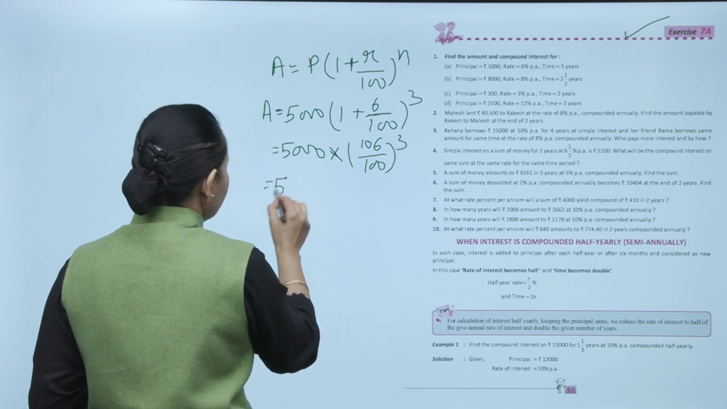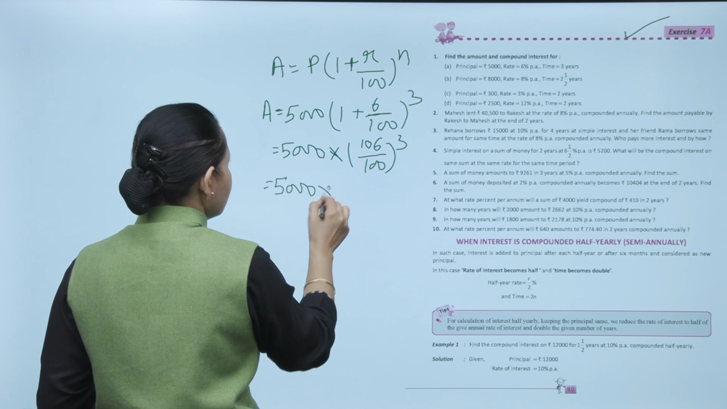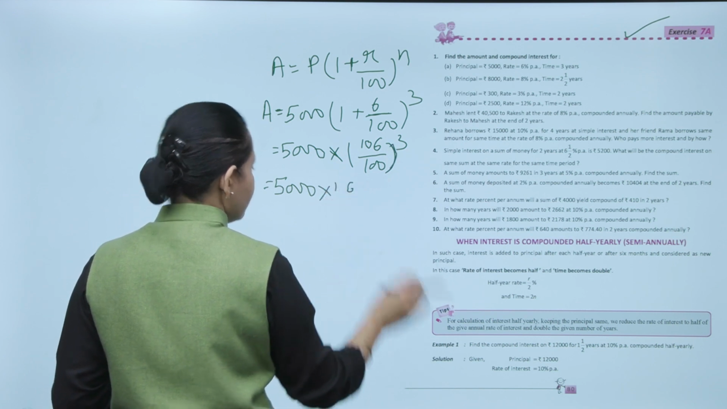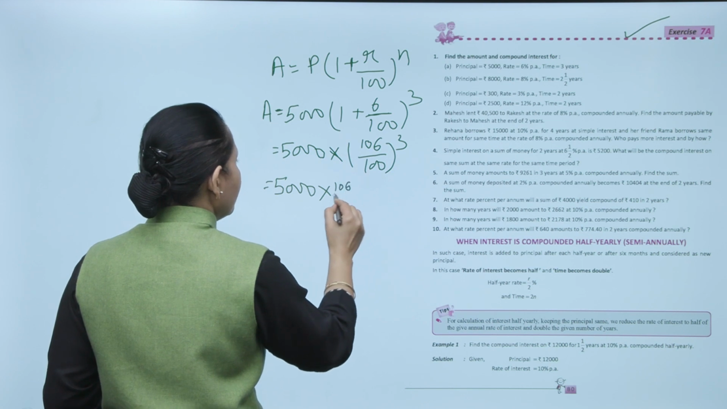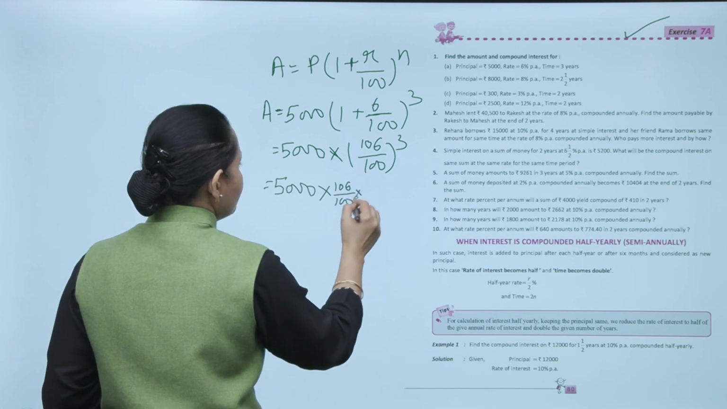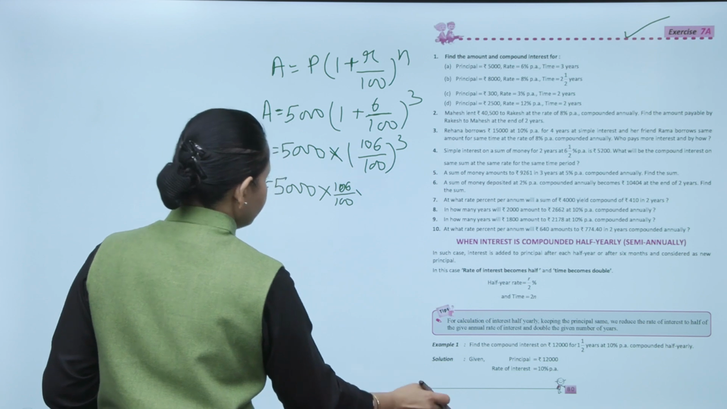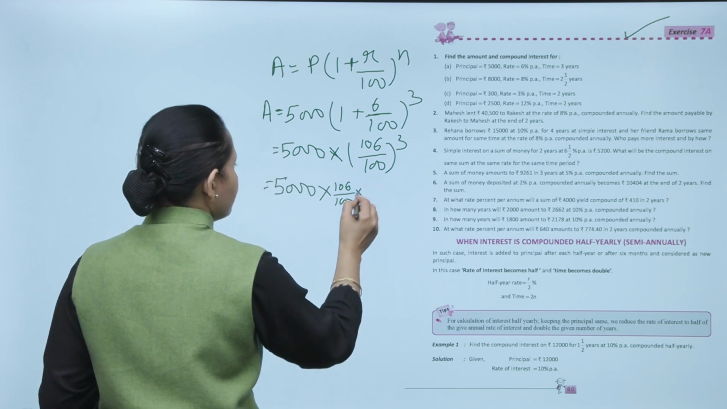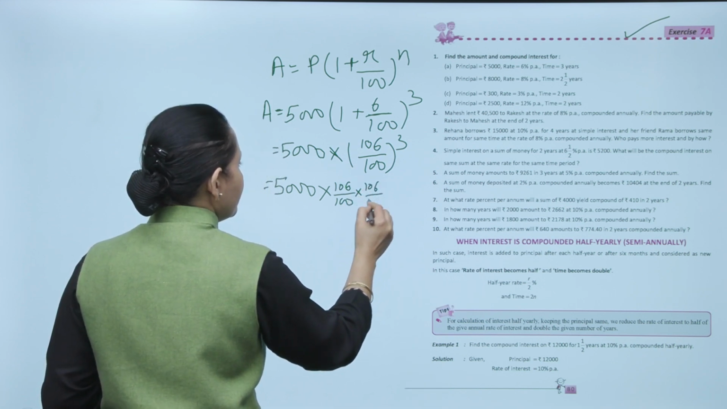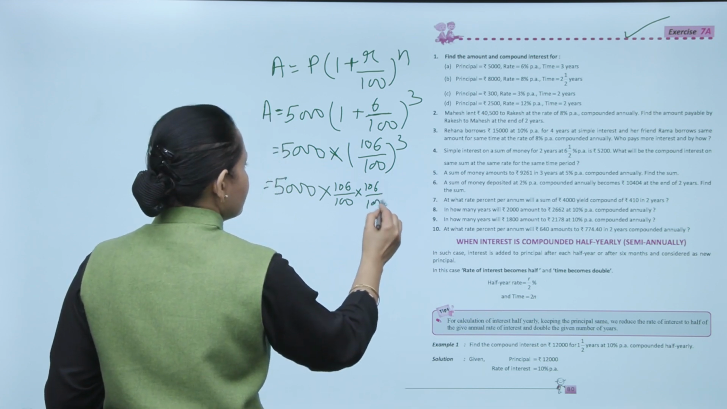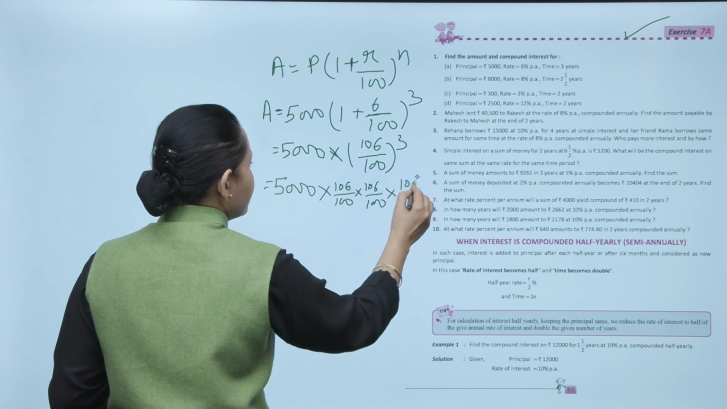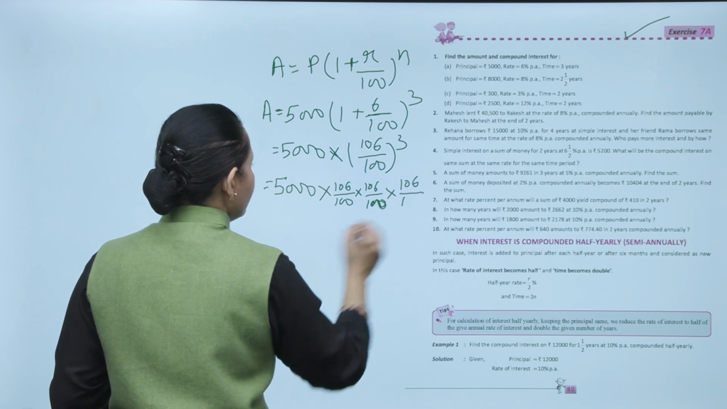Or we can write 5000 into 106 upon 100 into 106 upon 100 multiplied by 106 upon 100.